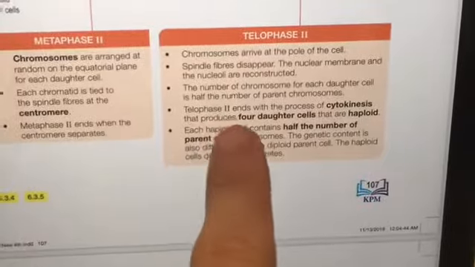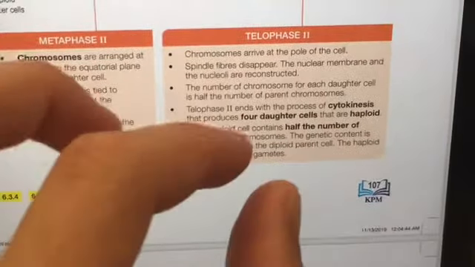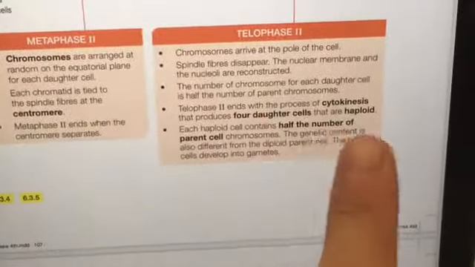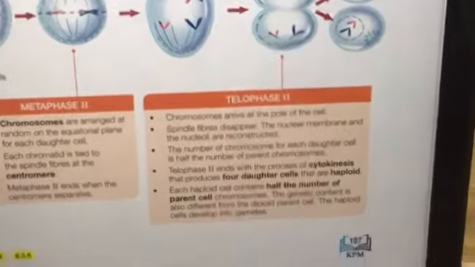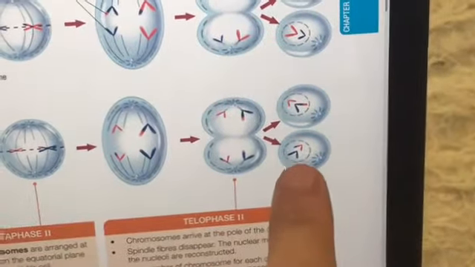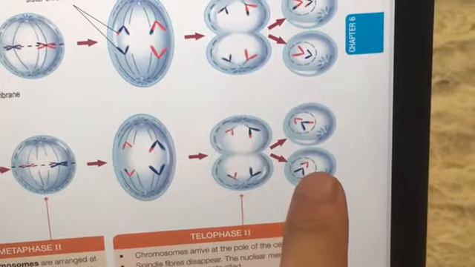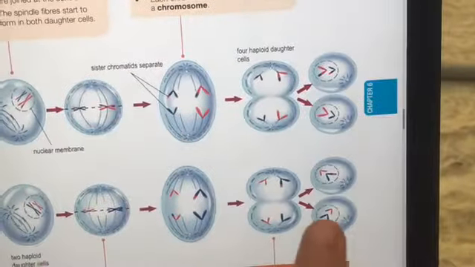And telophase 2 ends with the process of cytokinesis. Cytokinesis is the division of cytoplasm over there. That produces 4 daughter cells that are haploid. Haploid because this one is half the number of chromosomes in the parent. This is diploid. This is haploid.